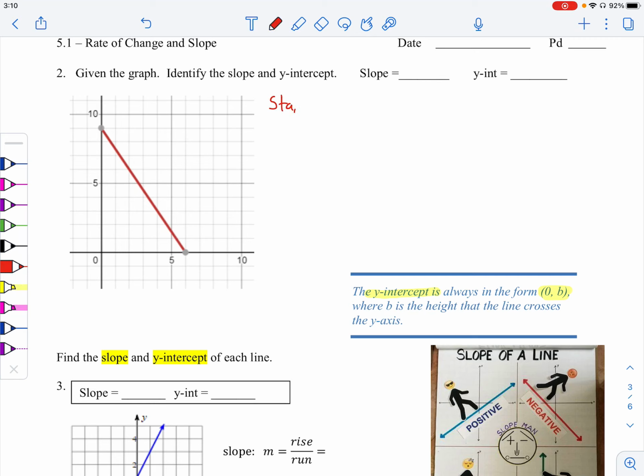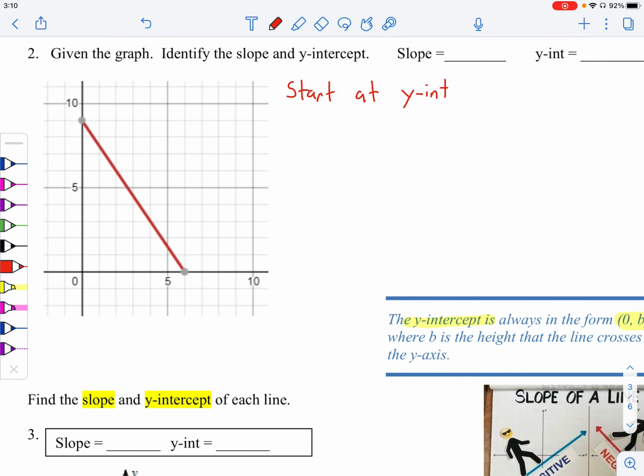Okay, so start at our y-intercept, where it crosses the y-axis. This is your y-axis, and it intersects our y-axis right here. And what number is that? It's 6, 7, 8, 9. So this ordered pair is 0 for the x, because on the y-axis x is 0, and 9 for the y. So (0, 9). That's our y-intercept.